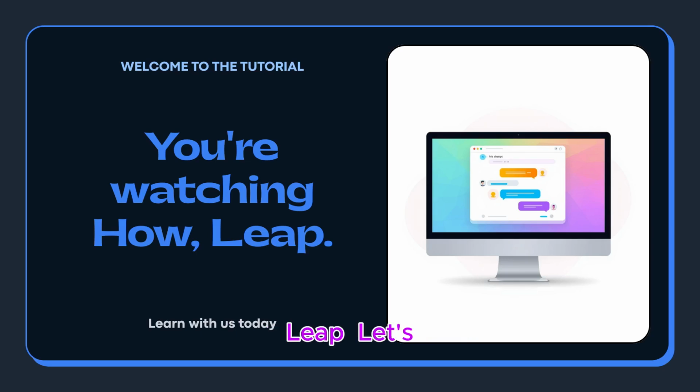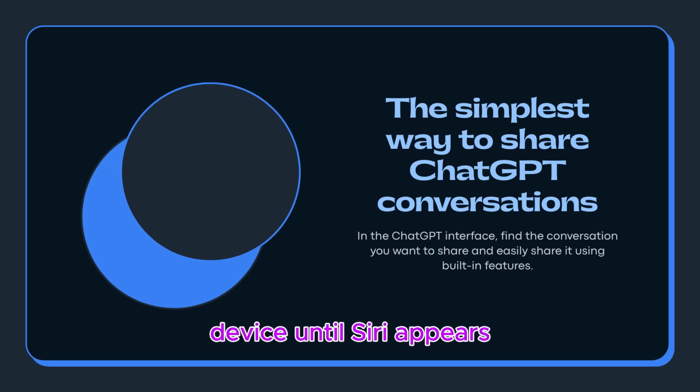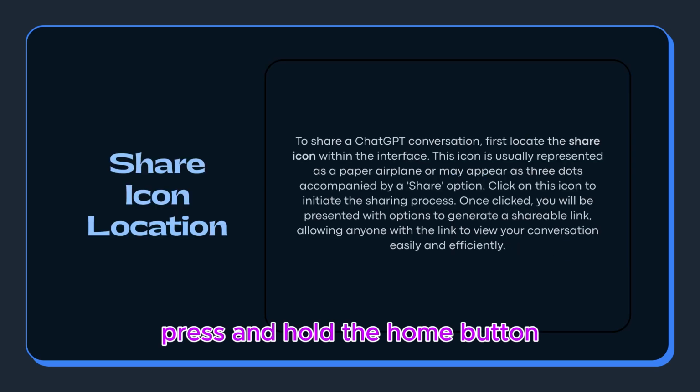You're watching How Leap. Let's learn 5 different ways to launch Siri on your iPhone or iPad. First, the classic method, press and hold the side button on the right side of your device until Siri appears. On older iPhones with a home button, press and hold the home button.